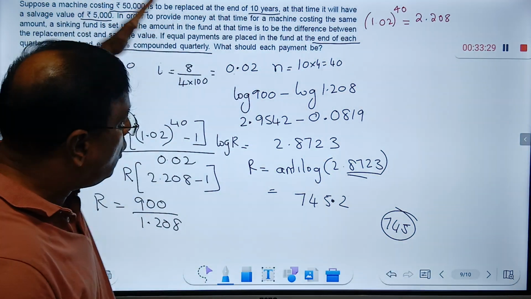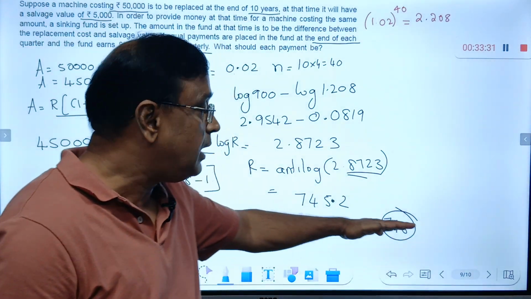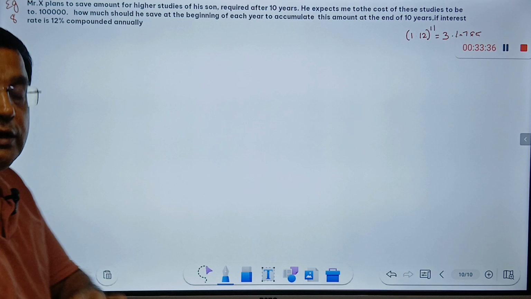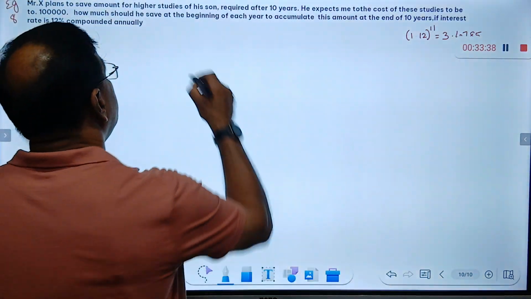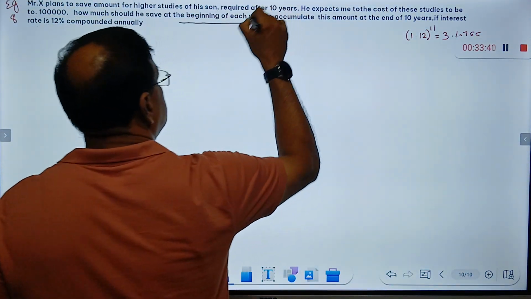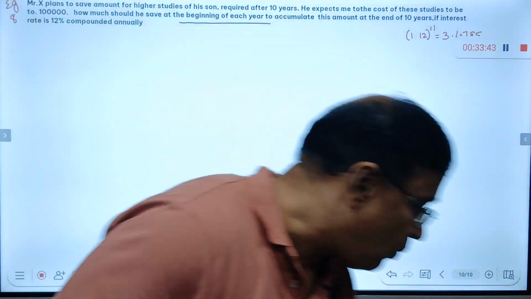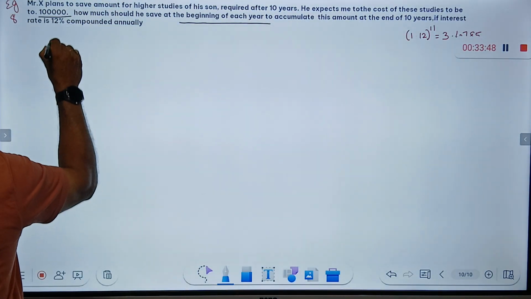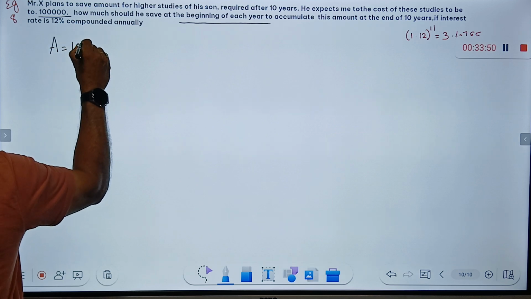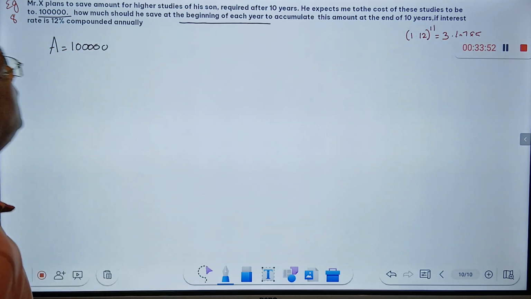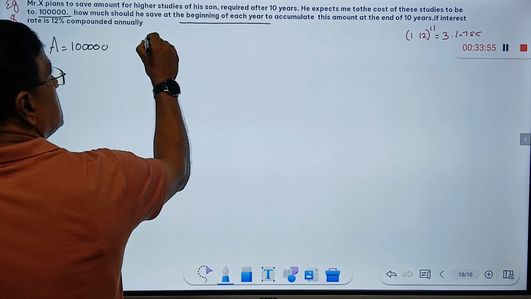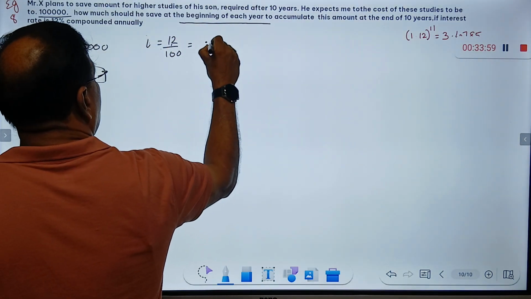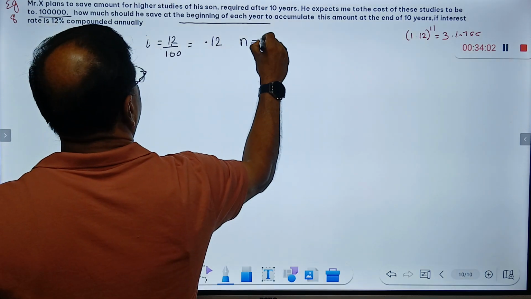We have completed all the questions from handbook. Now I want to just talk about one more question. This is example 8 in your handbook, where this word is important for me: beginning of each year. So it is something different from what we have done till now. Okay. So the amount is 1 lakh. Correct. And my rate of interest is 12%, which is 0.12, and the number of years is 10.